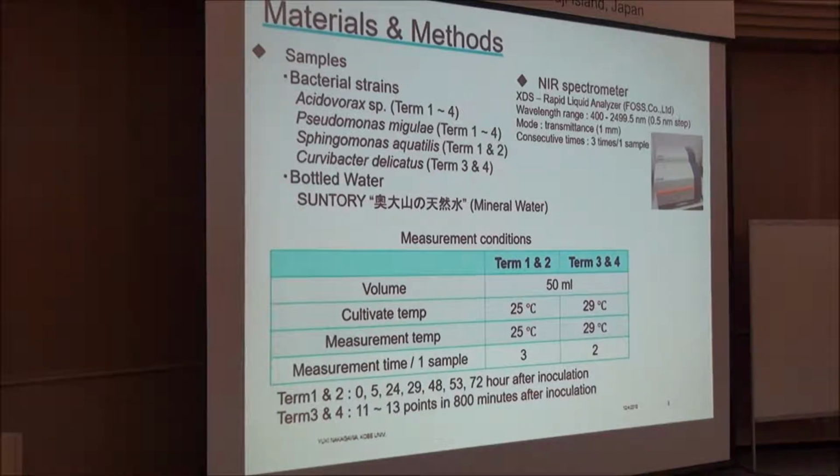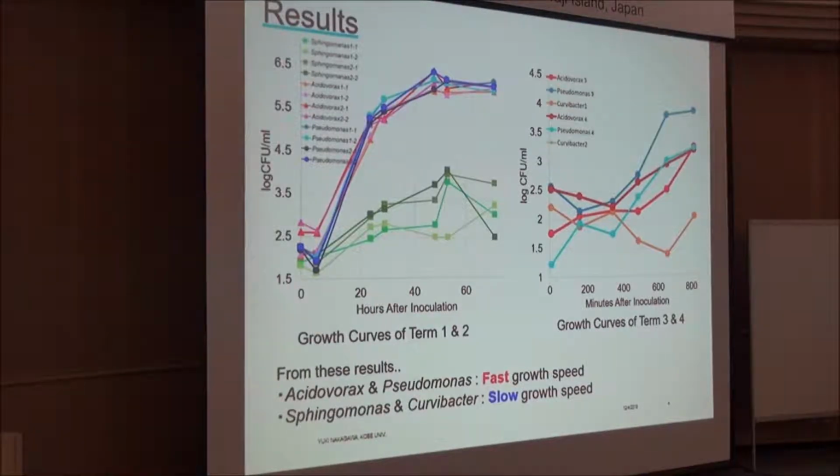This slide is about sample information and methods. We inoculated four different bacterial strains into mineral water and monitored the bacterial growth. This slide shows results of bacterial growth. In these experimental conditions, Acidovorax and Pseudomonas had a fast growth speed. However, Sphingomonas and Campylobacter had slow growth speed.